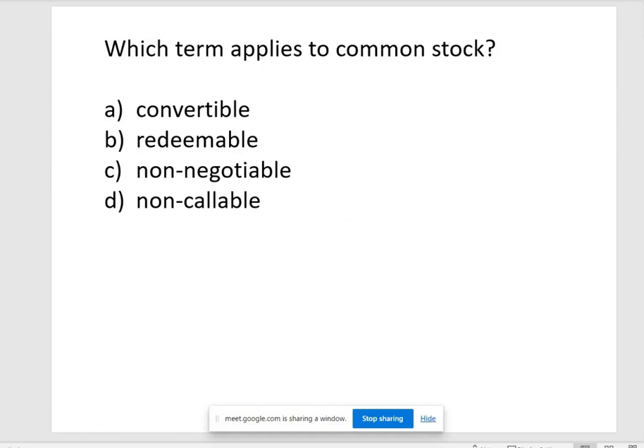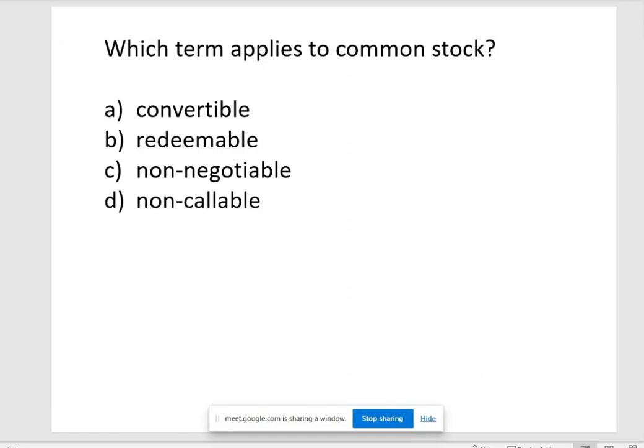Which term applies to common stock? So this is a vocabulary question, right? It's about definitions. Is common stock convertible? Common stock is not convertible. Things can be converted to common stock, but common stock does not convert into anything else. Is it redeemable? To be redeemable, that means if you want to cash out of it, you have to give it back. You basically give the common stock shares back to the issuer, to the company, for cash. Common stock is not redeemed. When you want to sell it, you have to trade it.